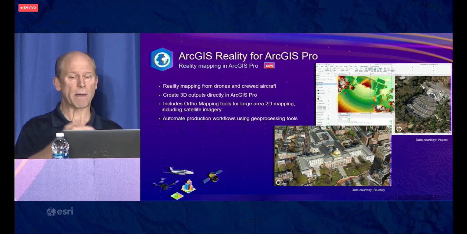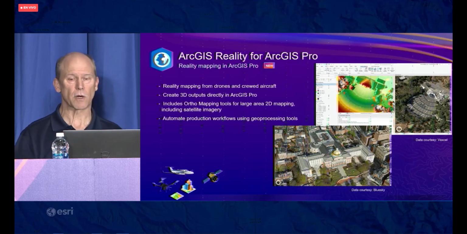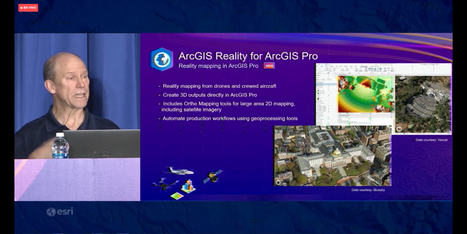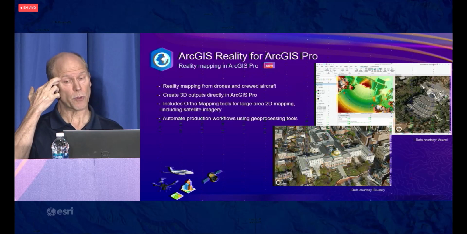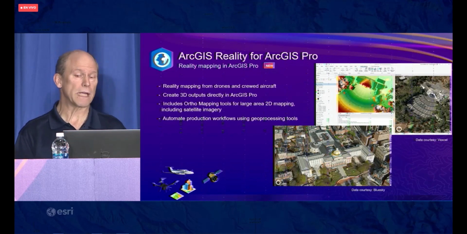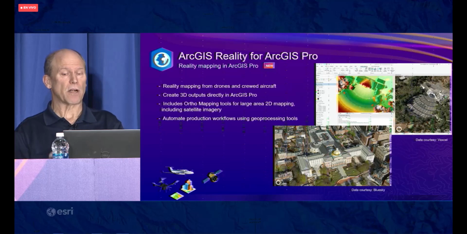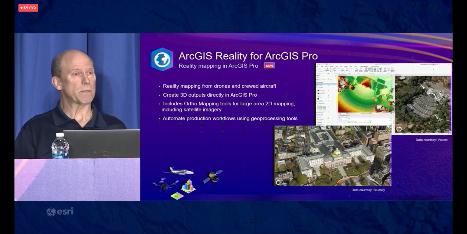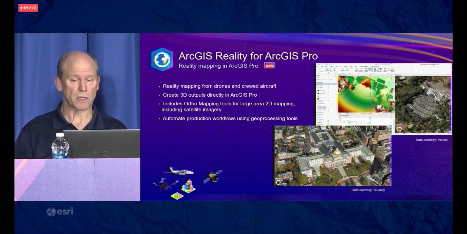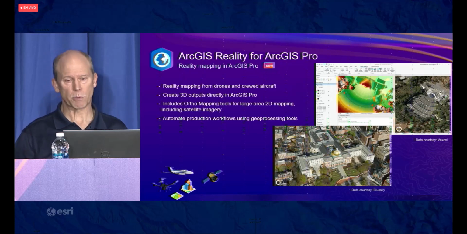This is a reality mapping extension that adds 3D capabilities into ArcGIS Pro, extending from the 2D processing of ortho mapping. And today this applies to drone and aerial imagery, and we'll be adding 3D data products from satellite imagery in the future. Bringing reality mapping into ArcGIS Pro also helps you automate production workflows by tapping into the large suite of geoprocessing tools that are available in ArcGIS Pro.